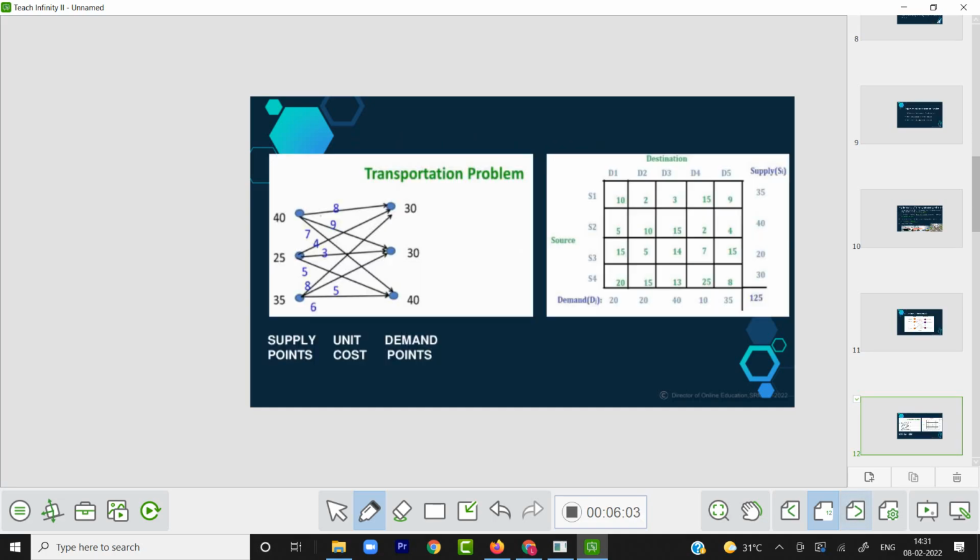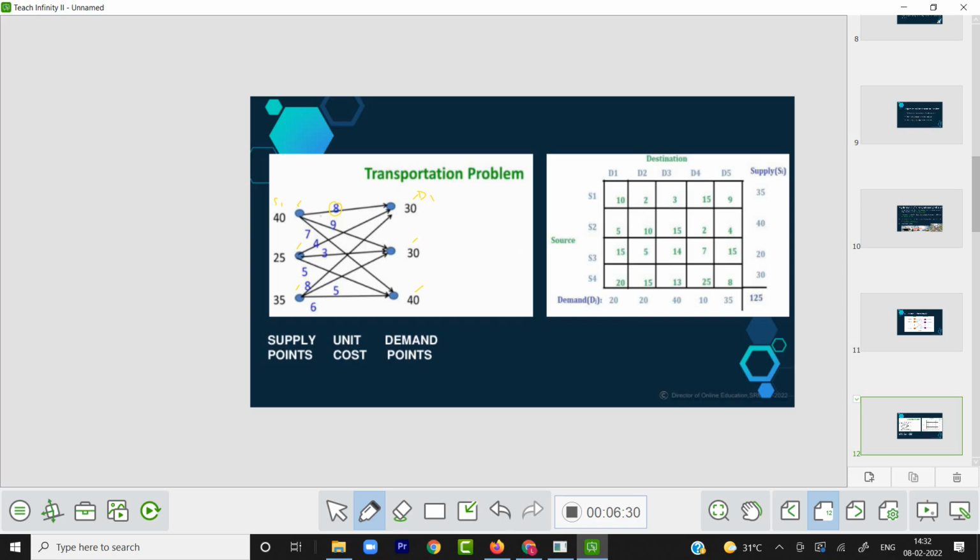So here, very clearly, the network is given. In this network, there are vertices 1, 2, 3, and here demand 1, demand 2, demand 3. This represents the unit cost for transportation from supply 1 to demand 1; the unit cost is 8.